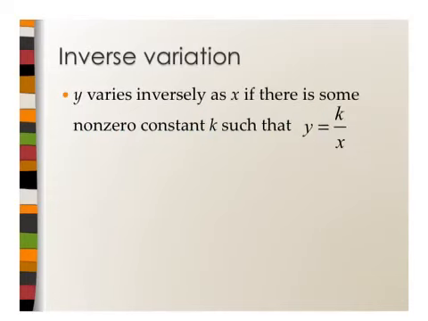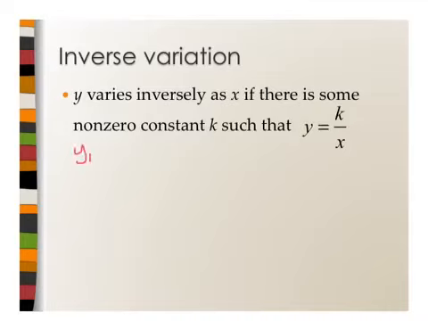Inverse variation. You should write this down. Y varies inversely as x if there's some non-zero constant k, again called the constant of variation, such that y is equal to k divided by x. Notice here that the operation that we have going on is division, which makes inverse variation different than direct and joint variation, which both are multiplication. But again, you can approach these problems a little bit differently.